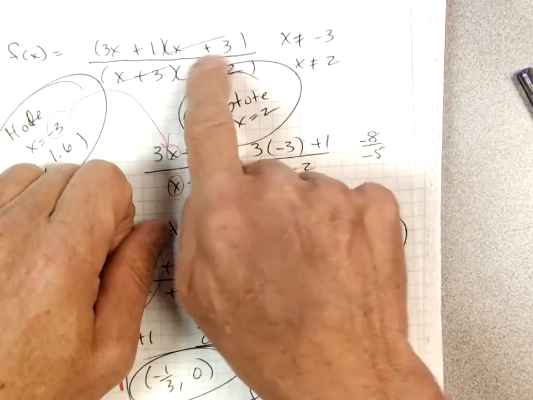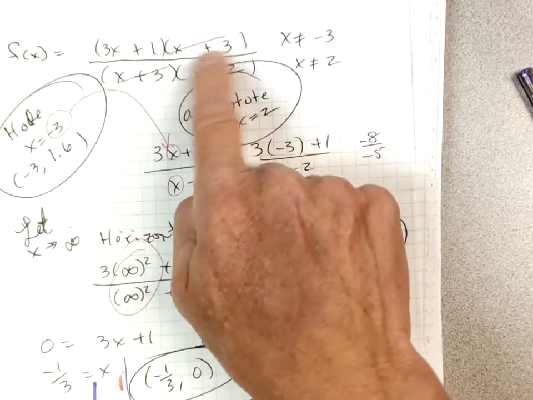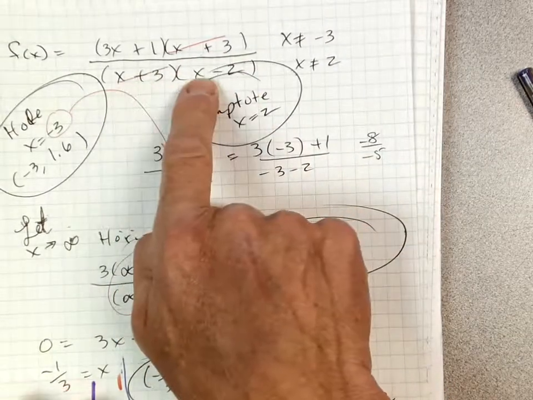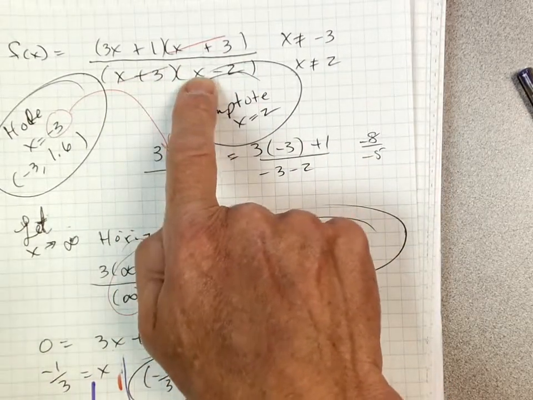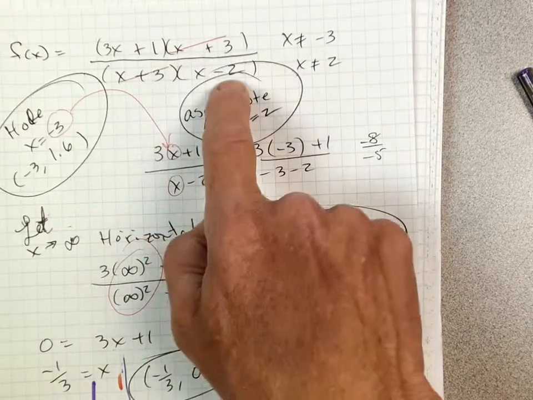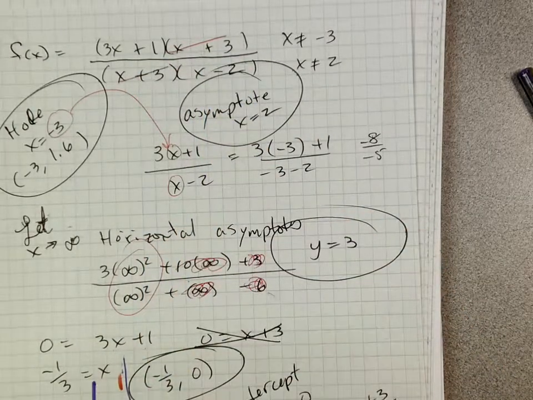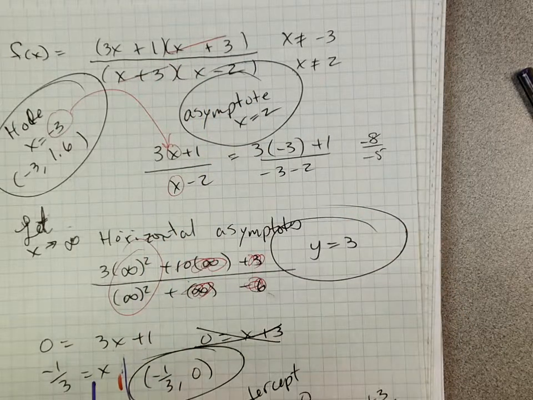Why don't you take the denominator? That's where it can't be. Those are my asymptotes, right? 0 on the top is 0. 0 on the bottom is bad. 0 on the top is good.